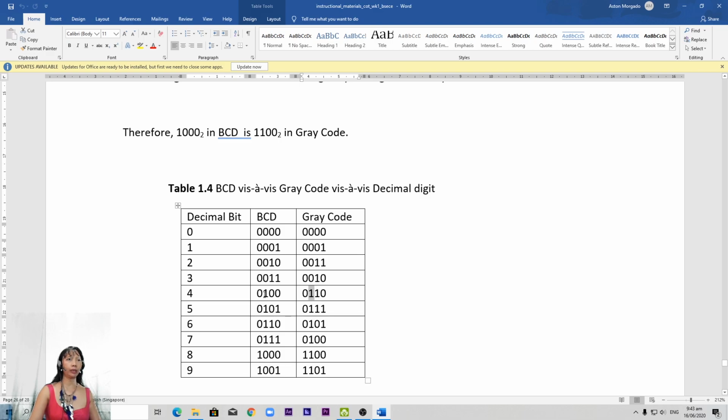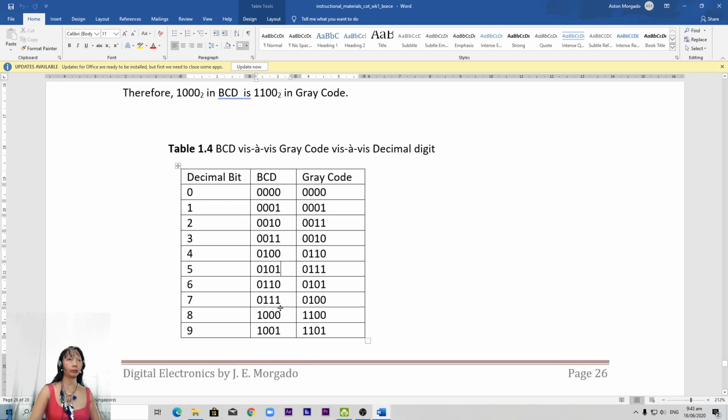Okay, and then bring down 0. For number 5, 0101. So 1 XOR 0 is 1. Okay, next bit, 0 XOR 1 is also 1. Okay, 1 XOR 0 is 1. Okay, so we have 1 here. And bring down 0.